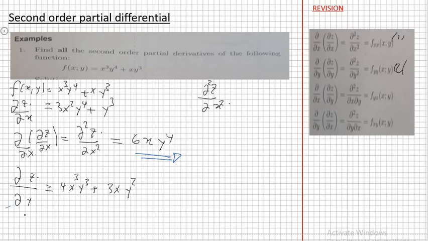So therefore the second derivative of function z with respect to y will be, so I just need to derive the function that I've got here. So I have 12x to the power of 3 y to the power of 2 plus 6x y. So this is the final answer.